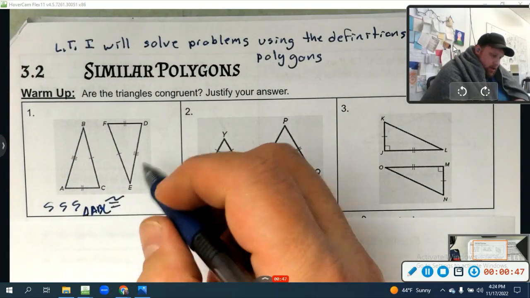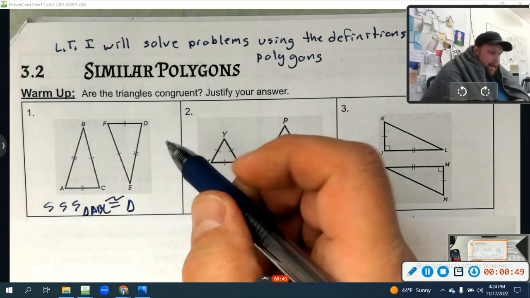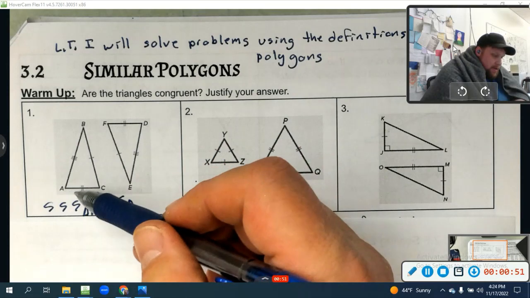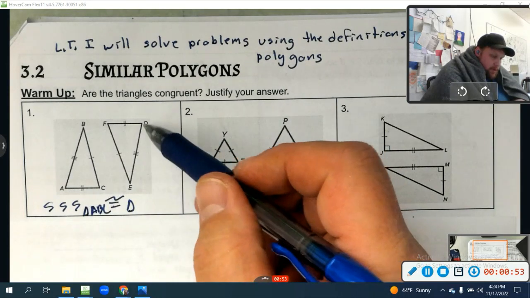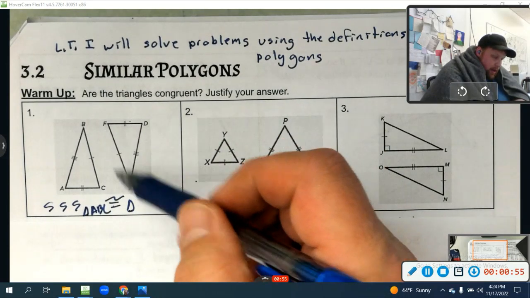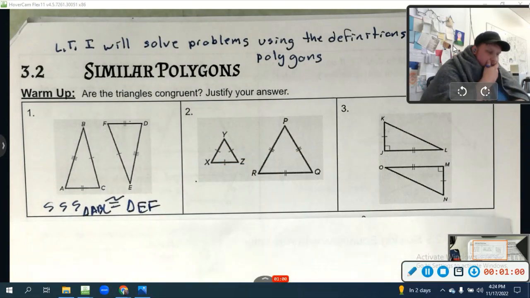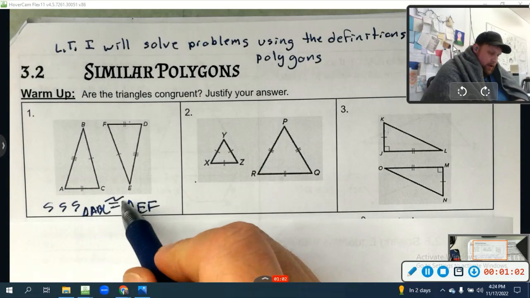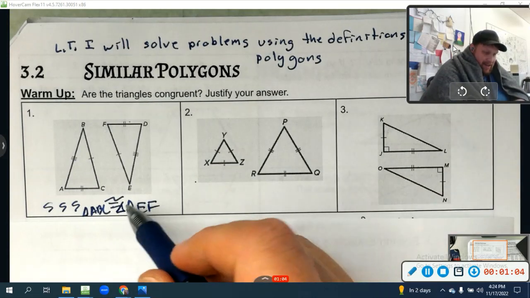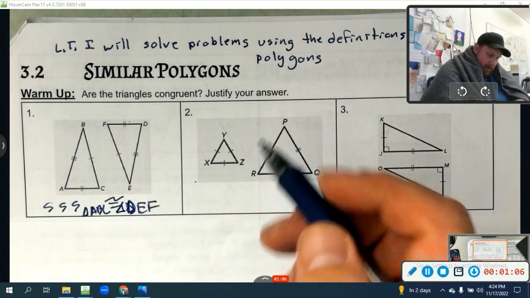ABC is congruent to triangle DEF. See, A is in between the 2 and the 3, 2 and the 3, D, E, F. It matters how you name these, okay? I used that triangle I made for the D. Kind of like a D.